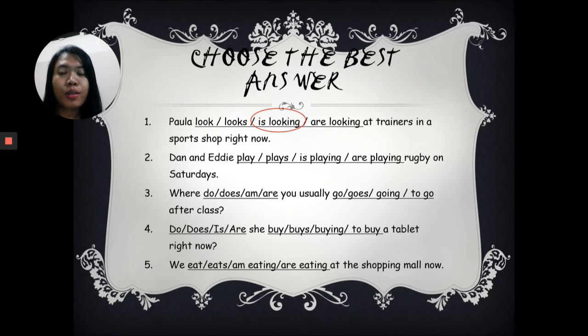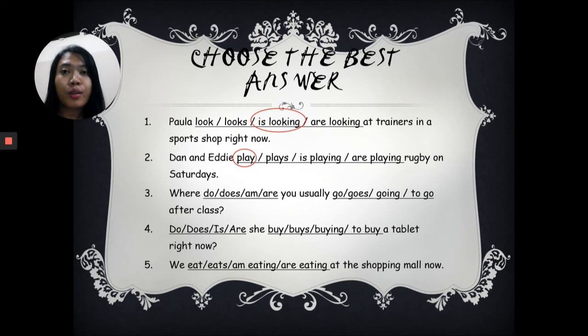Now let's go to number 2. Dan and Eddie. There are two people here. Play, plays, is playing, are playing rugby on Saturdays. The time signal here is on Saturdays. So what sentence is it? Is it present continuous tense or simple present tense? Yes, it is simple present tense. So what's the answer for number 2? Yeah, the answer for number 2 here is play.